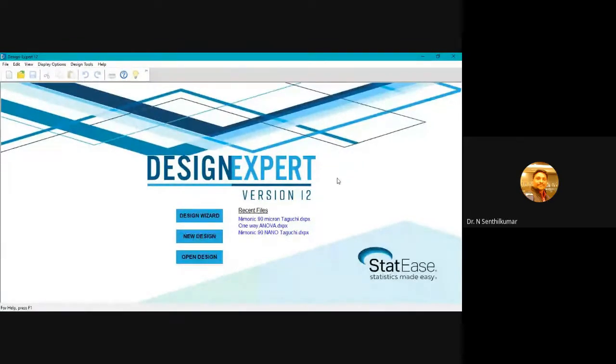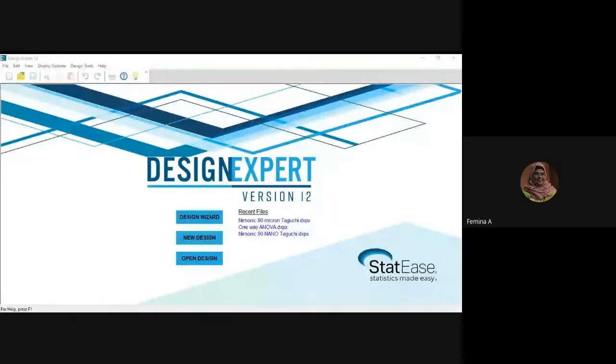Thank you, sir. Thank you, madam. In continuation with yesterday's session, we will be moving on to two important techniques today. The first one is Taguchi's design of experiments, and the second one is response surface methodology.